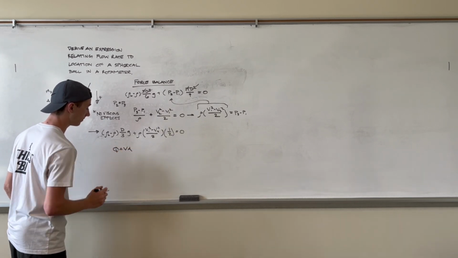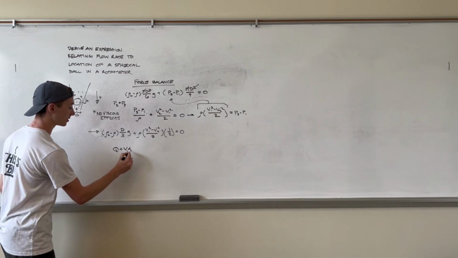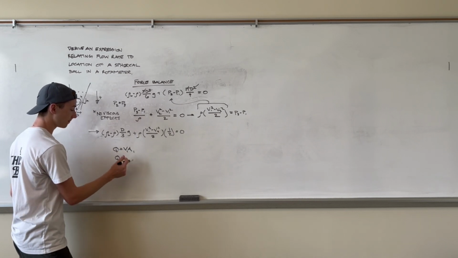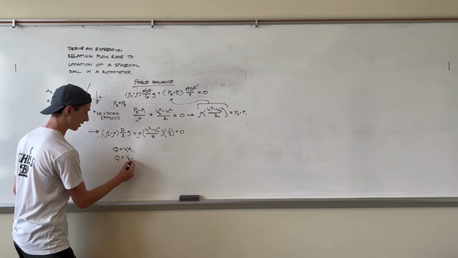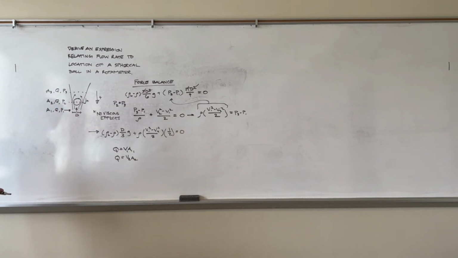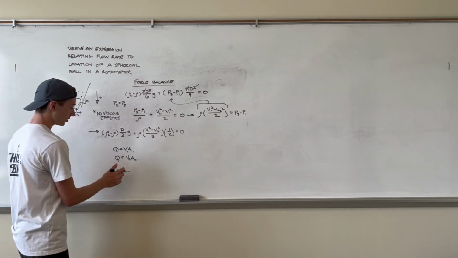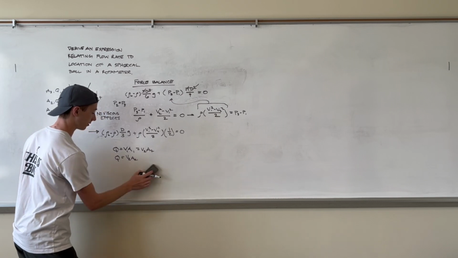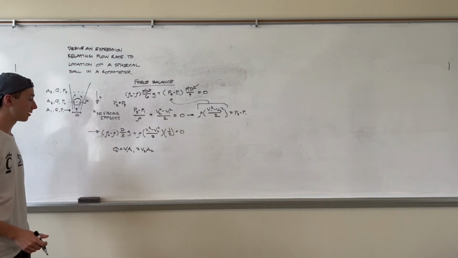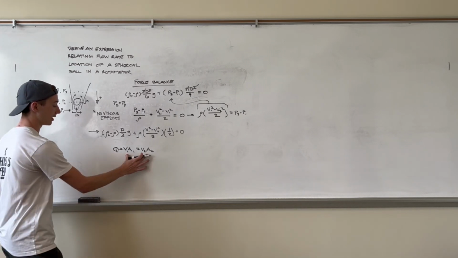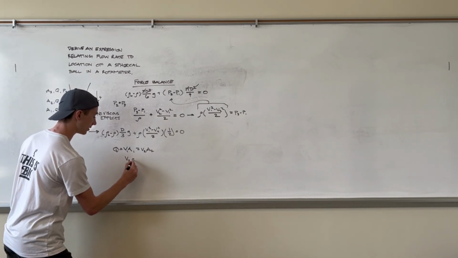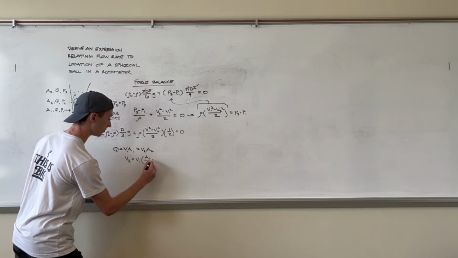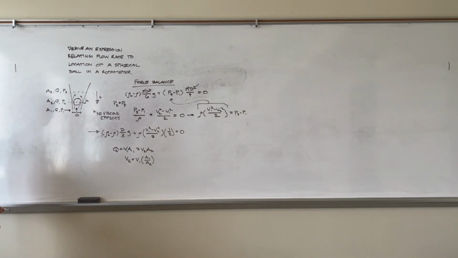V times A, right? So if we write an expression for both zone 1 and zone 2, we get Q equals V1 times A1, which also equals V2 times A2. Okay? With this information, we can set them equal to each other and derive an expression for the relationship between velocities. We can say that V2 is equal to V1 times the ratio of A1 to A2. All right?